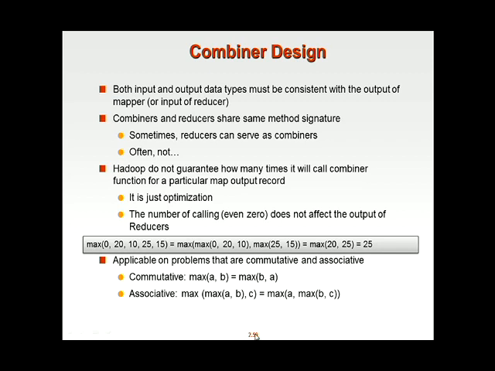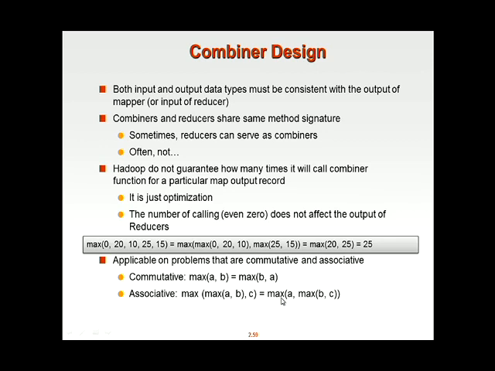And associative is that, given three values, again you want to get the maximum one. You can first get the larger one from a and b, and then select the larger one between that result and c. So this is the final result. But you can also do this by first selecting the larger value from b and c, and then comparing with a, and selecting the larger one. So the order of applying the function to the given input does not affect the final output.